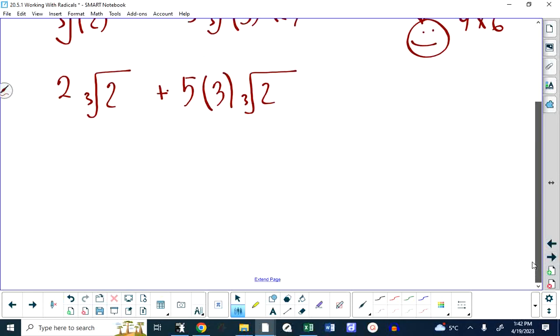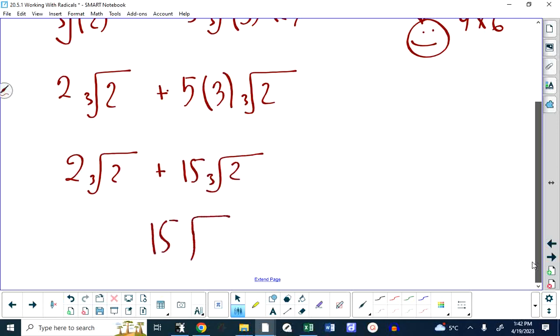So I end up having 2 cube root 2 plus 15 cube root 2, which means I have 17 cube root 2's. And that's the answer.